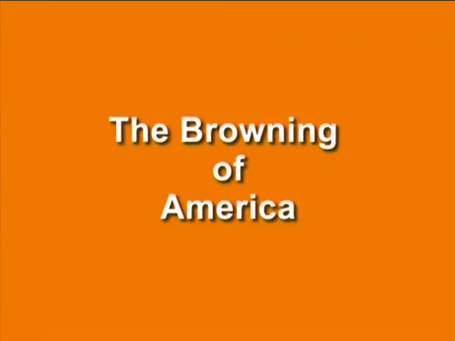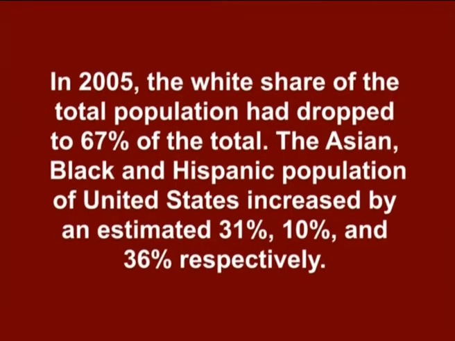The browning of America. Underlying the rapid geographical redistribution of the USA's population are the dramatic changes in the complexion of America's society, driven by immigration and rapid non-white population growth. In 2005, the white share of total population had dropped to 67% of the total. The Asian, Black, and Hispanic population of United States increased by an estimated 31%, 10%, and 36% respectively, while the non-Hispanic white population grew by only 2% between 2000 and 2009.